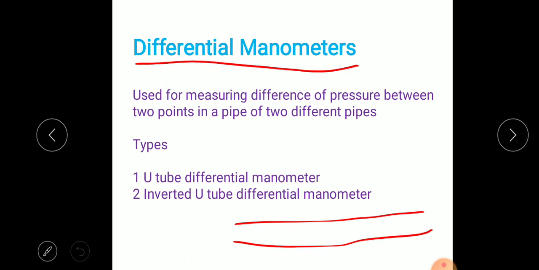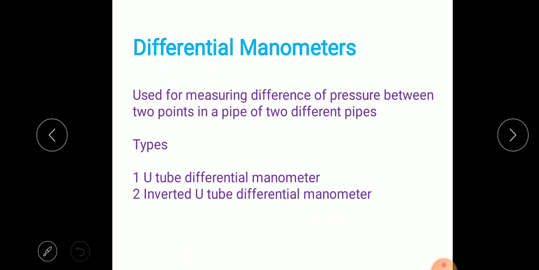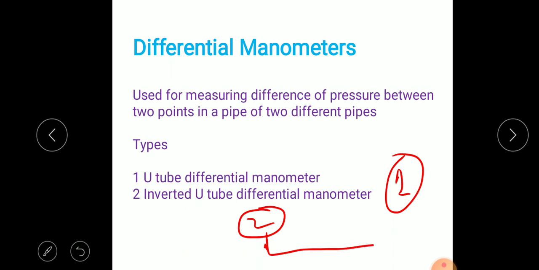Sometimes we have to measure the pressure difference between 2 points in two different pipes. Suppose this is the first pipe and this is the second. We have to measure the pressure difference of the fluid between the two pipes. Then we can use differential manometers.